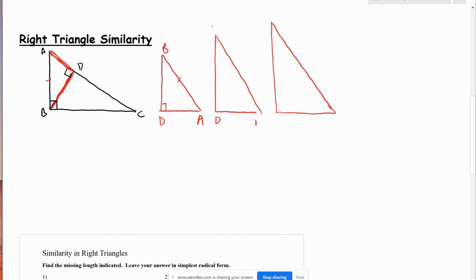B to D, or D to B, is the short leg. And the long leg goes from D to C, and that means the hypotenuse goes from B to C, which matches what I have, and the right angle is right there. And then for the third triangle, that's the big one.